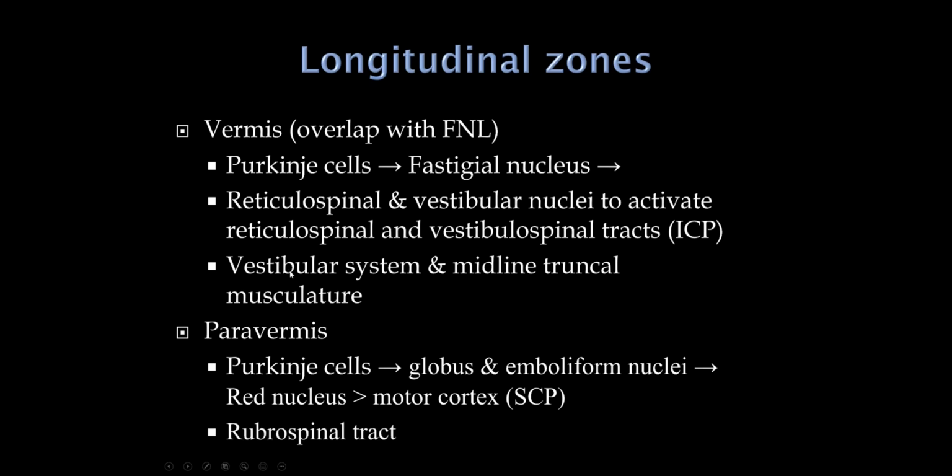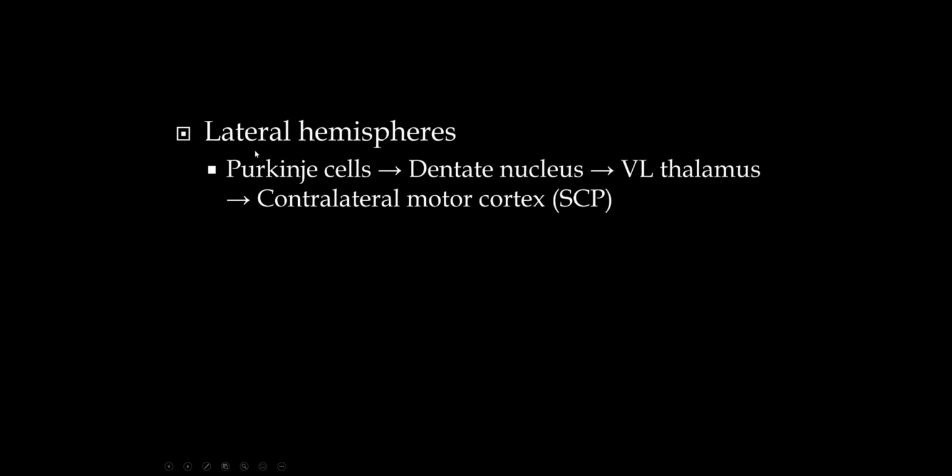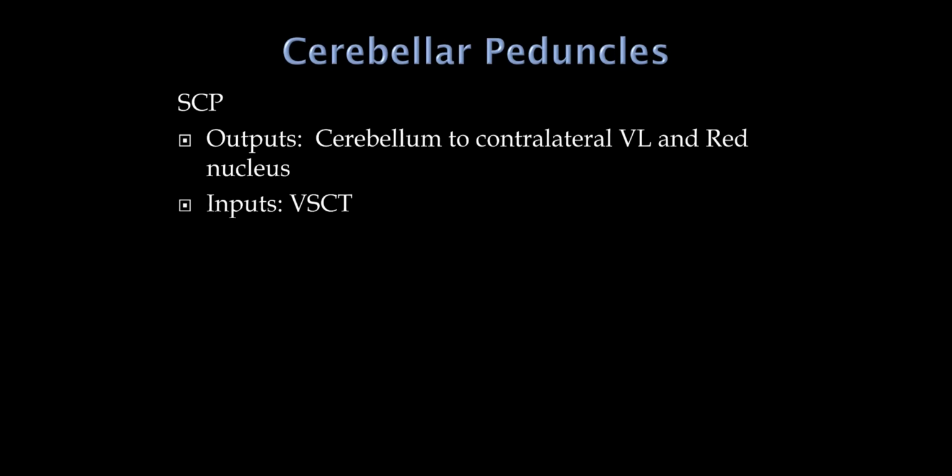I'm going to skip over that because I think it's less important. But very important, the lateral hemispheres will give you a very prominent distal ataxia, and that's because this output from Purkinje cells to the dentate nucleus to VL thalamus and the contralateral motor cortex is impaired. Okay, and so again, the corticospinal tract doesn't get that necessary input to better regulate movement.